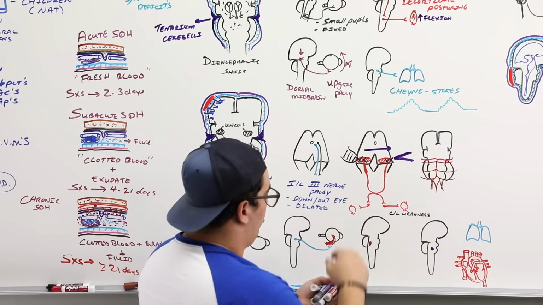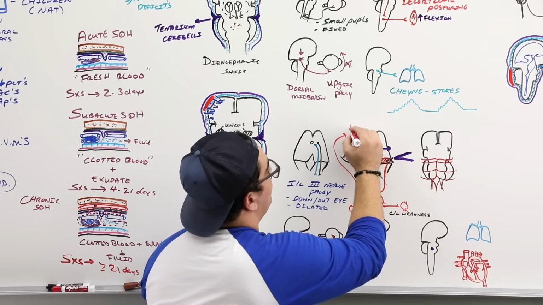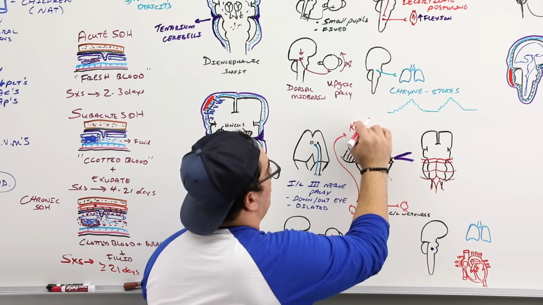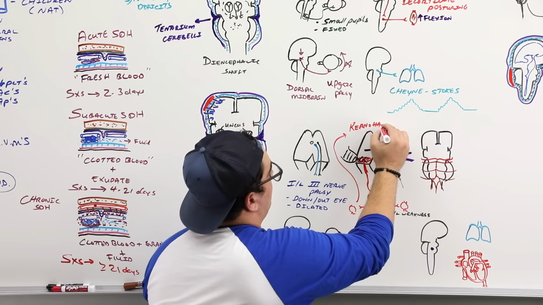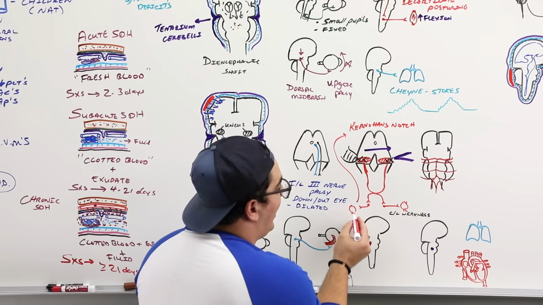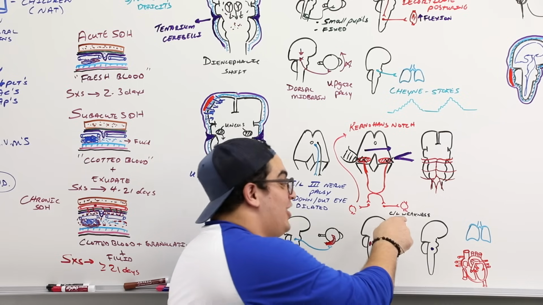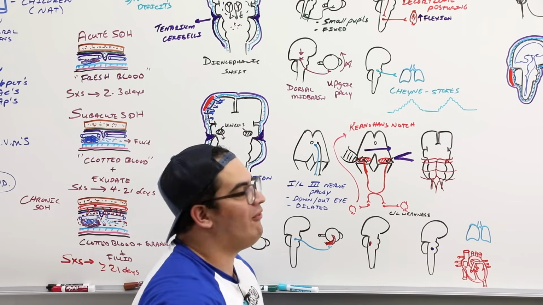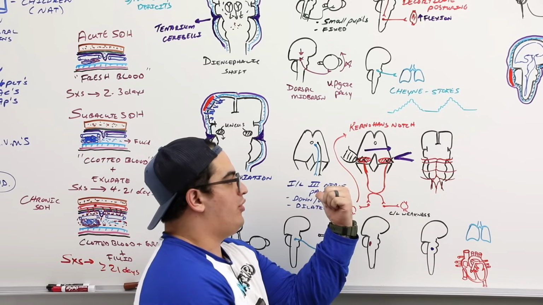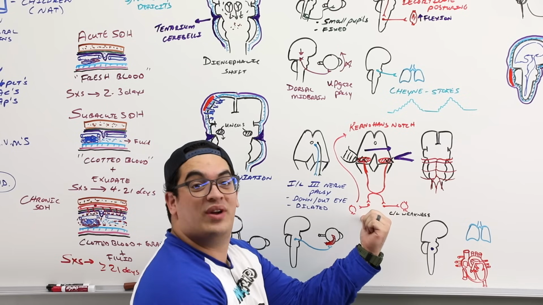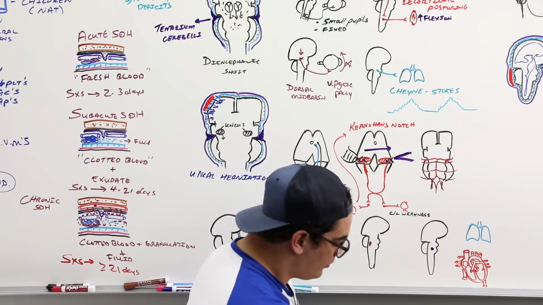Since we don't have enough room, we're going to write it up here. This is called Kernohan's notch. So Kernohan's notch syndrome. With Kernohan's notch, they'll actually have ipsilateral weakness along with potentially contralateral weakness. And so this is called a false localizing sign. So again, that's a big thing with Kernohan's notch, is that not only will they have third nerve palsy and contralateral weakness, but they also have weakness on the same side as the uncal herniation. And that's called Kernohan's notch.